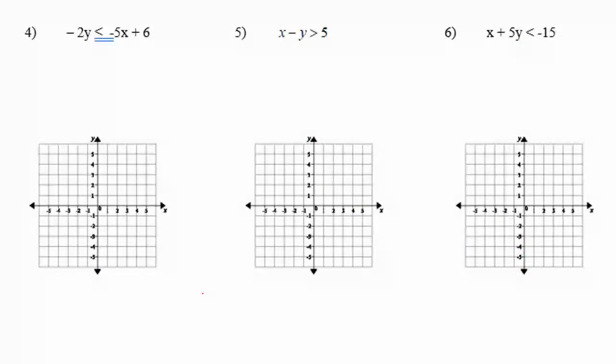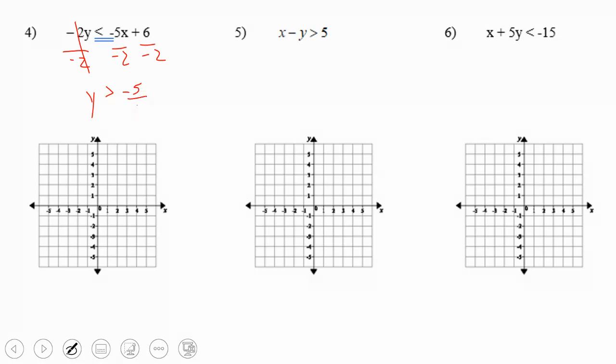This one is not solved. I need to solve it first before I can graph. So you can pause the video and put it in slope-intercept form. I'm dividing everything by negative 2. Now, my one rule of inequalities: if I divide by a negative or multiply by a negative, I have to switch the inequality. It has nothing to do with the other side. The other side is just dividing those out. So I switch the inequality to greater than.